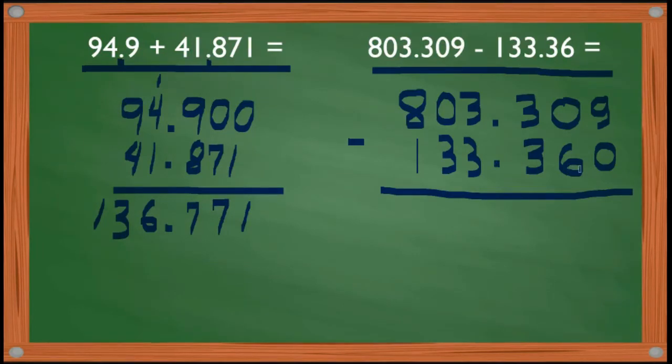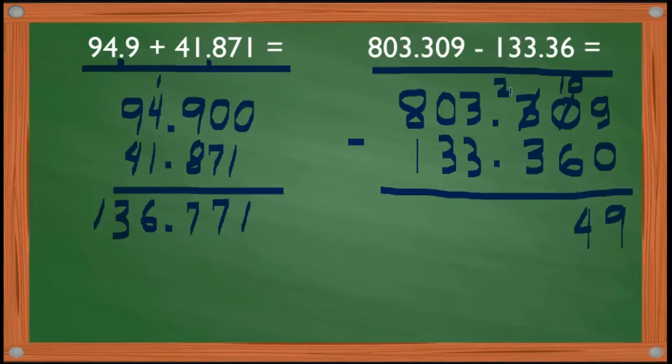Let's try to answer this problem. So we need to subtract 9 minus 0 is 9. And then 0 minus 6 cannot be. So we need to borrow 1. 3 become 2, and then this will become 10. So 10 minus 6 is 4.